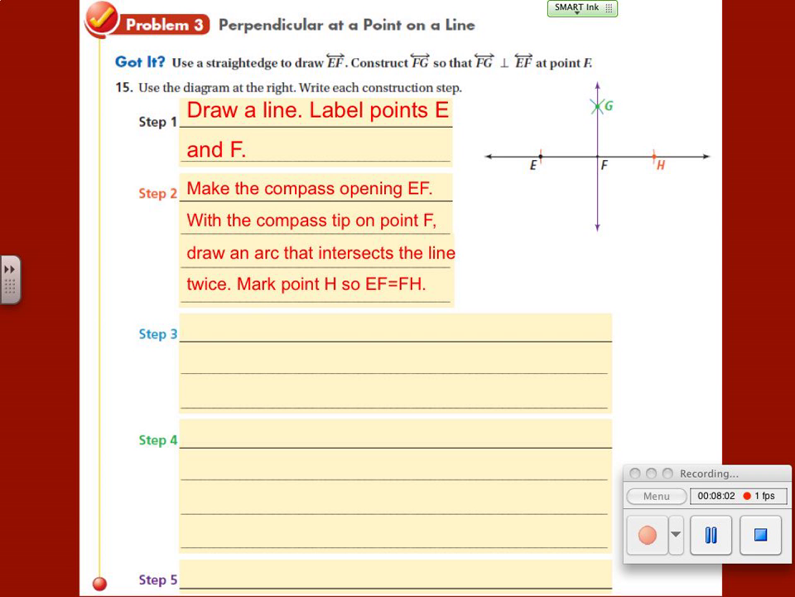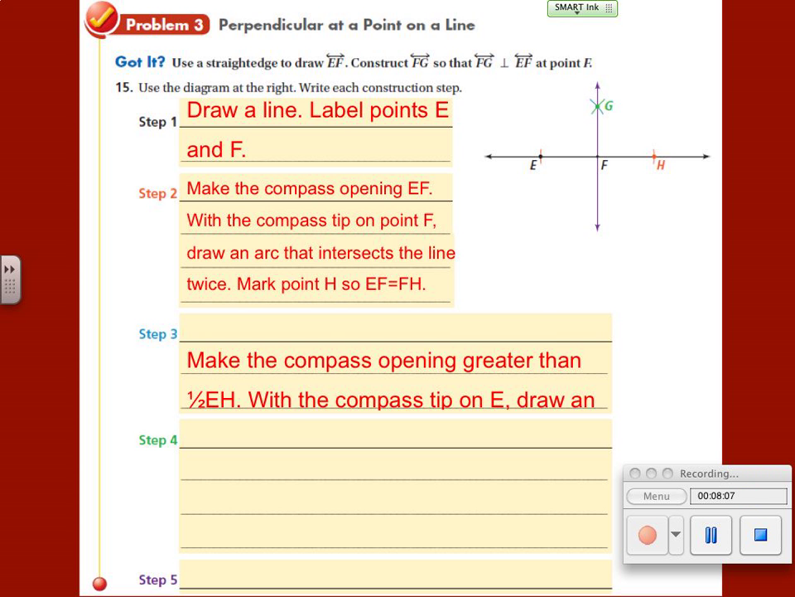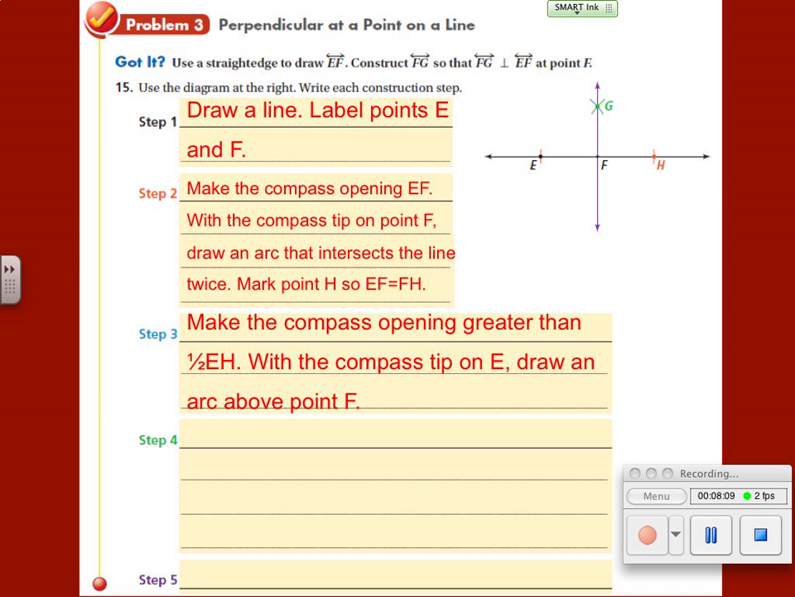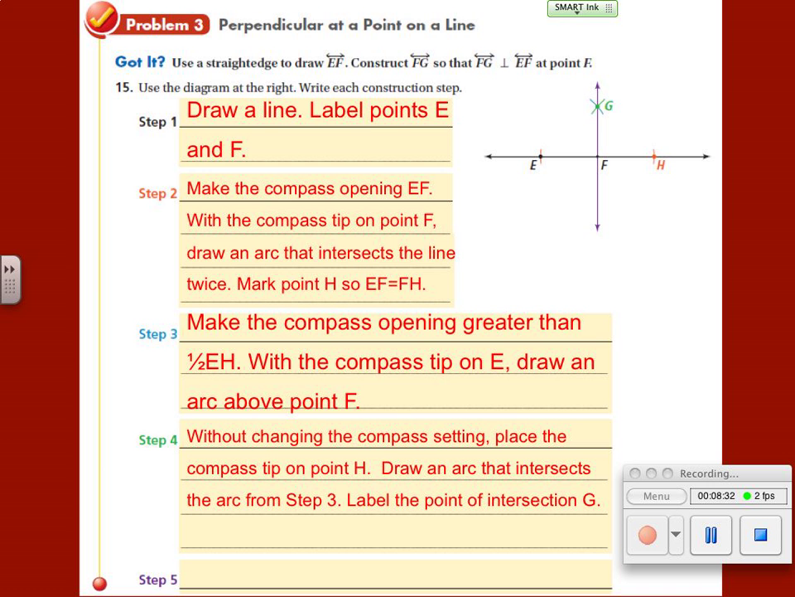Now we're going to make the compass opening greater than 1/2 EH. So it has to be greater than 1/2 the distance from E to H. I'm looking at their drawing and I'm not seeing how that distance is actually that big, but we're going to make the compass greater than 1/2 EH. And with the compass tip on E, we're going to draw an arc above the point F. Well, that makes sense now. Yeah, it's greater than 1/2 EH. Then we're going to put the compass point on H, and draw an arc that intersects the arc from step 3, and we're going to label that point of intersection G.